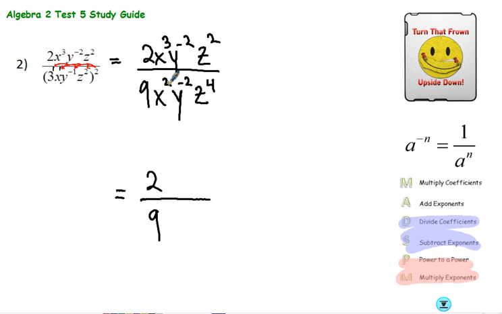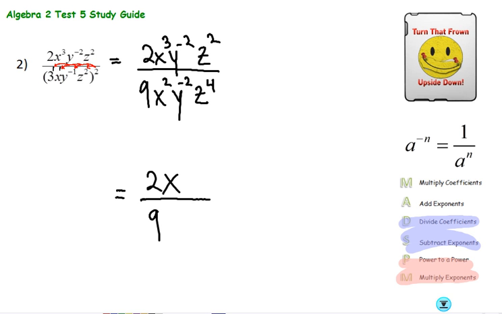Now what I'm looking at, though, is, it's a fraction. So the question becomes, I've got an x left over, and where's that x going to go? Is that x going to go on the top, or is that x going to go on the bottom? Well, the way that you figure out where it goes is you ask yourself, what do you have more of? Do we have more x's on the top, or do we have more x's on the bottom? We have more x's on the top, so that's where that one leftover x would go.